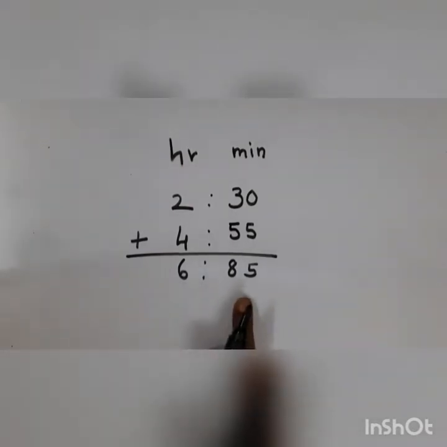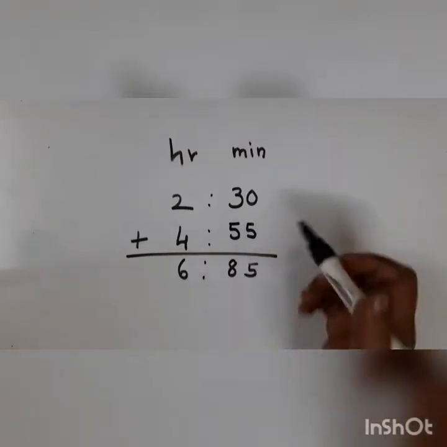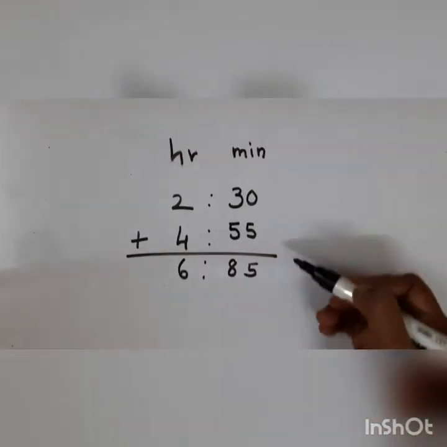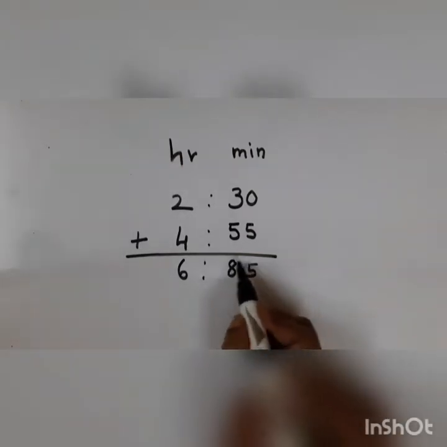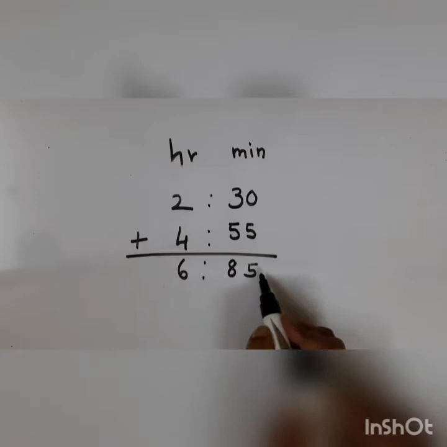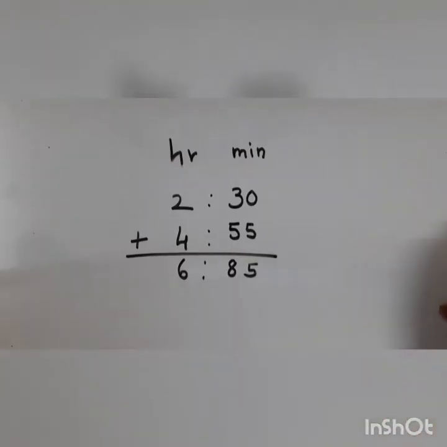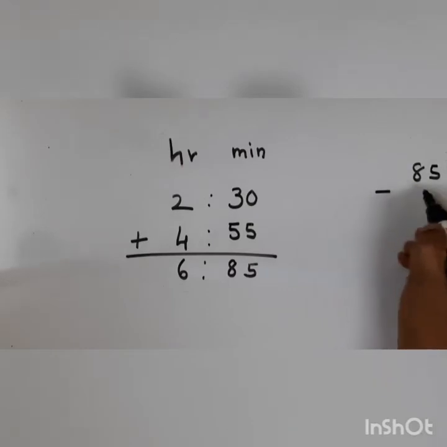6 hours 85 minutes. Now children, look at this minute here. What did I tell you children? Minute is how much? 1 minute is 60 seconds. So that means children, 60 has to be here. This is more than 60. Okay, more than 60. So what do we do? 85 less 60. 5 and 2. So you have 25.